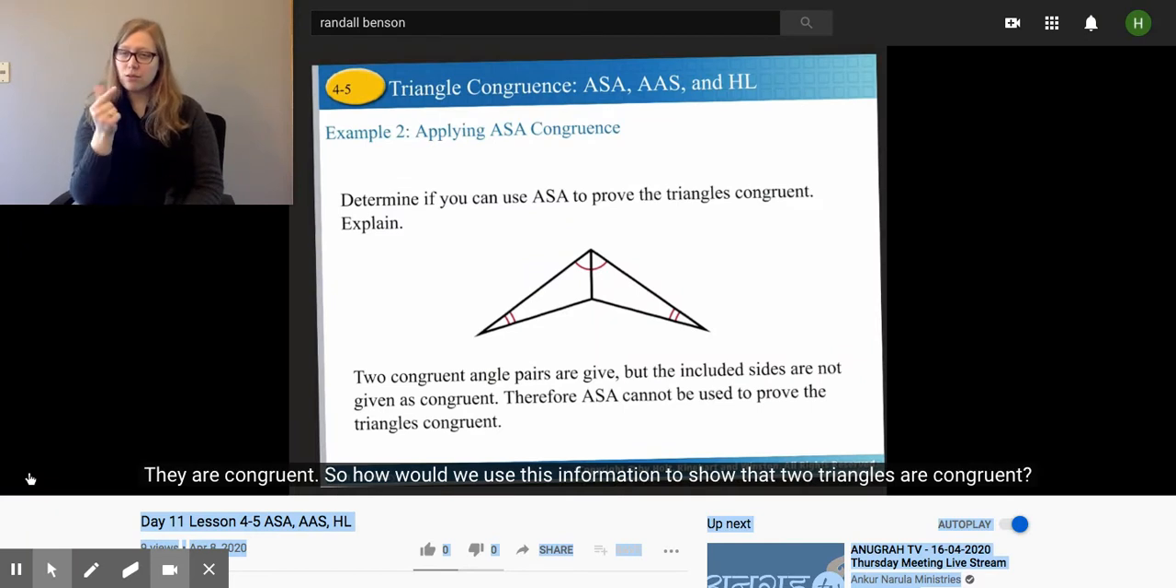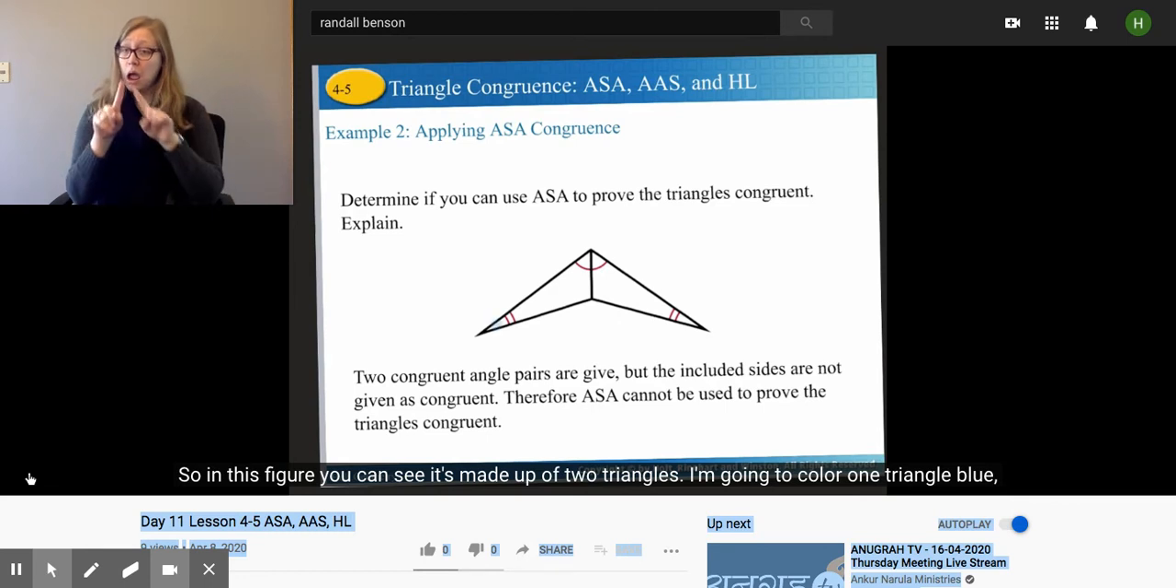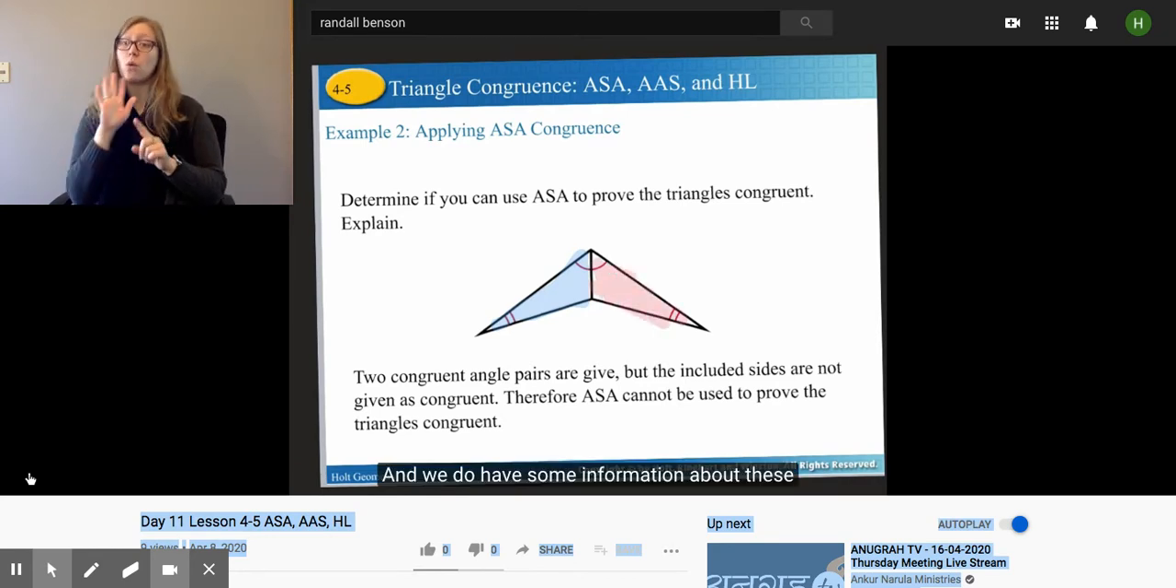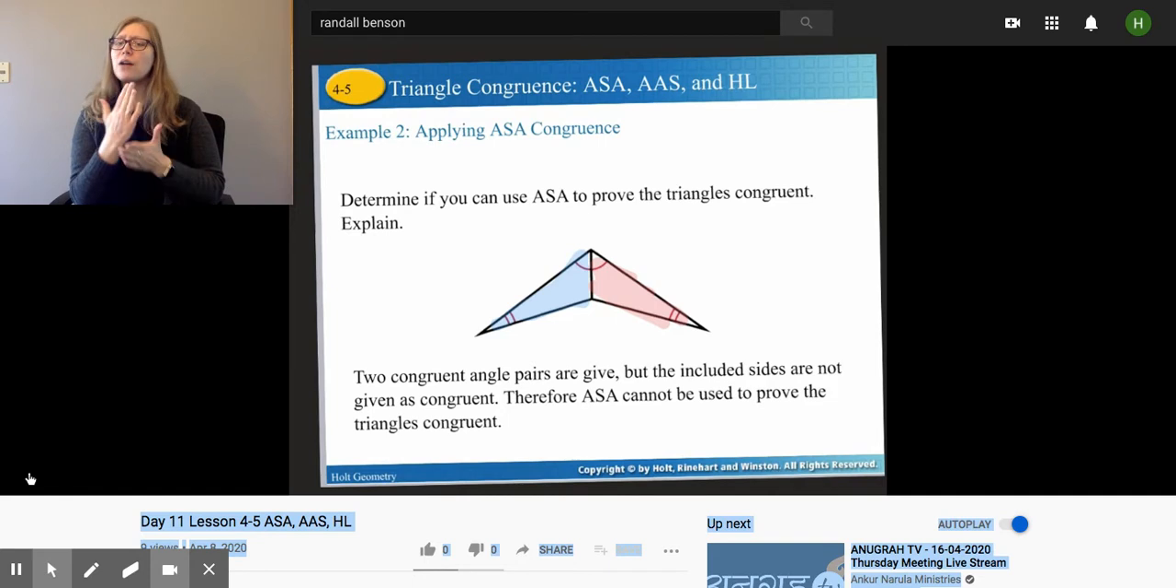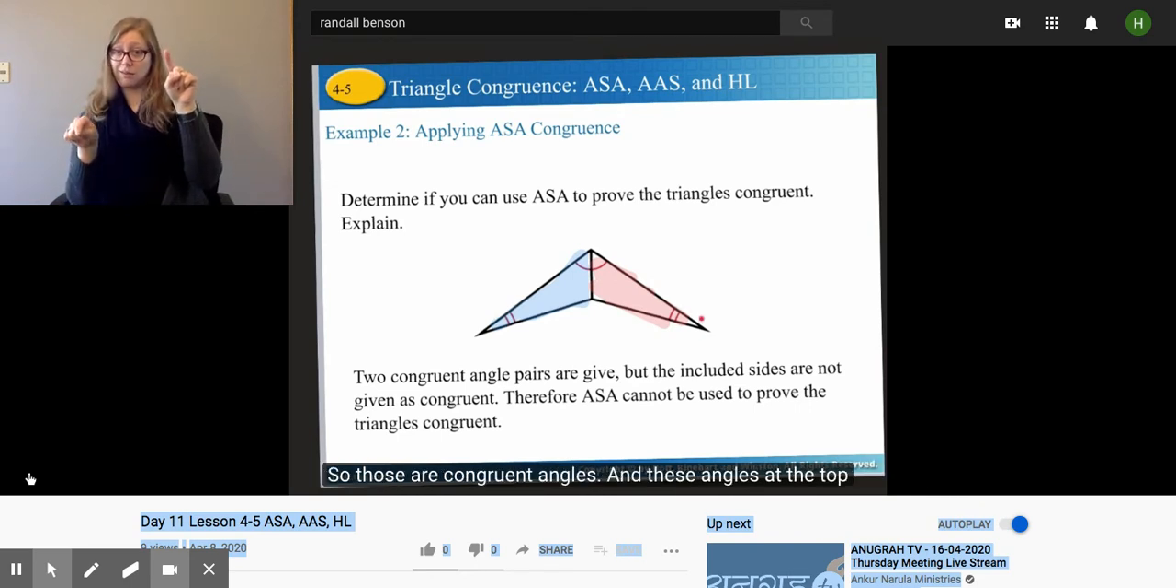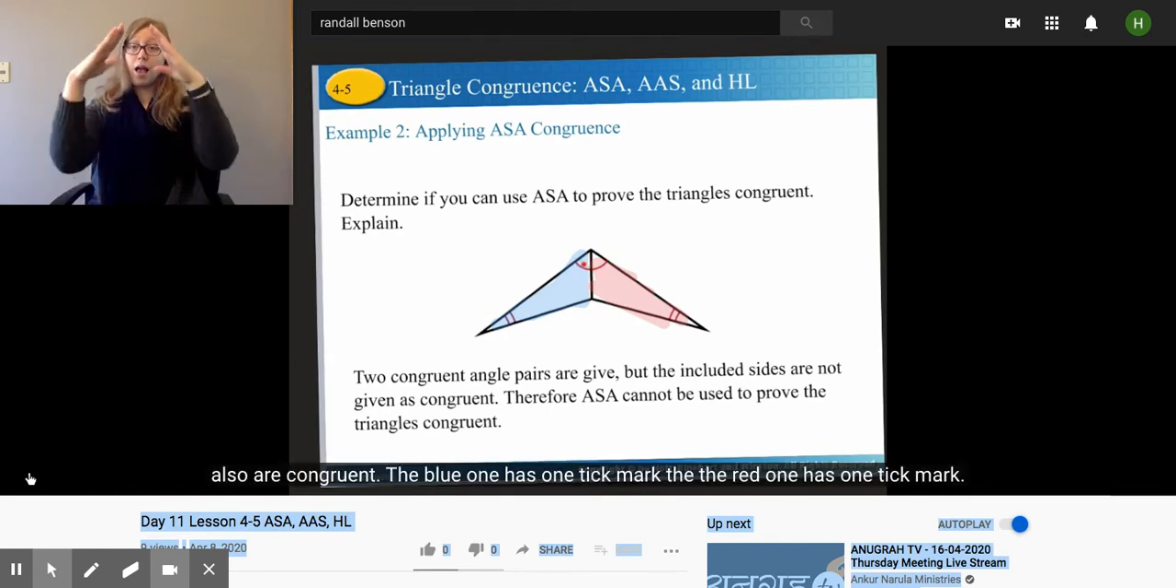So how would we use this information to show that two triangles are congruent? So in this figure, you can see it's made up of two triangles. I'm going to color one triangle blue, just shaded in, the other one red. And we do have some information about these triangles as well. We know that the angle in this blue triangle has two tick marks. This one has two tick marks in the red one. So those are congruent angles. And these angles at the top also are congruent. The blue one has one tick mark. The red one has one tick mark.